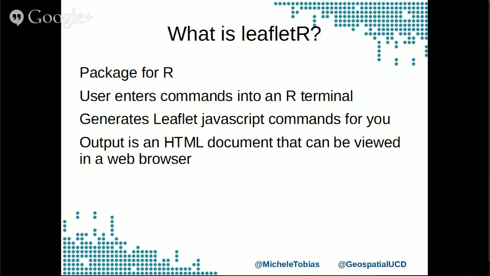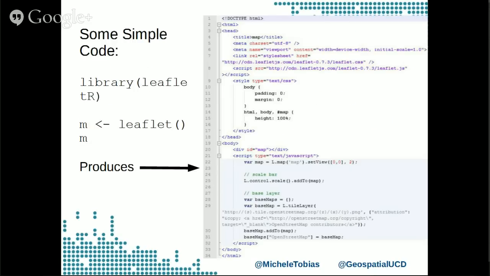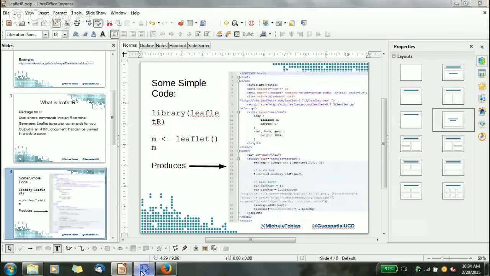The output that you get after you run these commands is an HTML document. So it makes a new text file that has HTML and JavaScript in it. And then you can view it in a web browser. And in theory, you could also eventually upload this to the web and have a running web page that looks like your map. So here's some pretty simple code. This is all you need to make a map with Leaflet R. Pretty simple. You load the library, and then you run the Leaflet command, and then you call it, and poof, you get a map. So let's switch over to R.